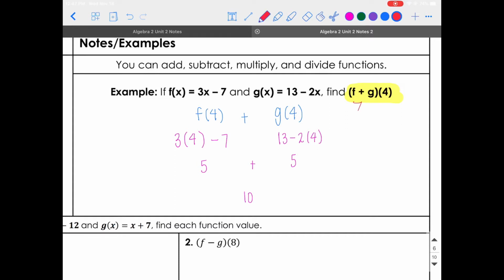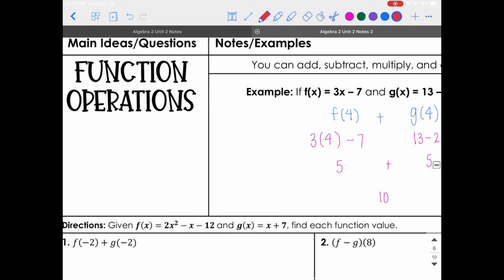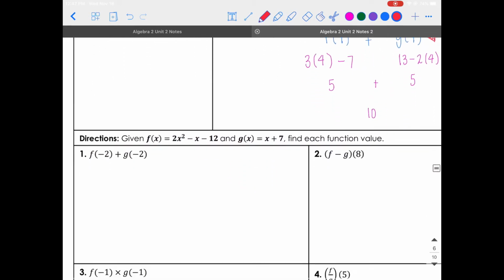So sometimes it'll look like f plus g of 4. Sometimes your problem will say f of 4 plus g of 4. They mean the same thing. So we're going to do some examples.